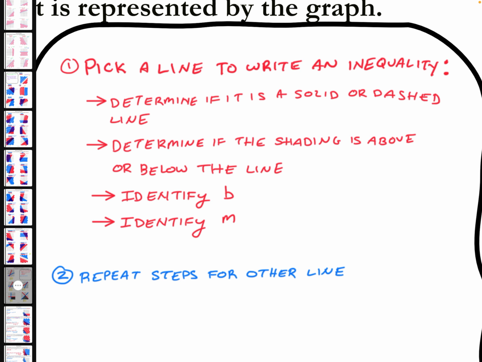You're going to pick a line, and you're going to figure out, is it solid or dashed? Is it shading above or below? What is the b? What is the m, right? What is your y-intercept? What is your slope? And then you repeat the steps for the other side. What we're working on is doing this backwards. Once you have these notes written down, we're going to get started on number 1.